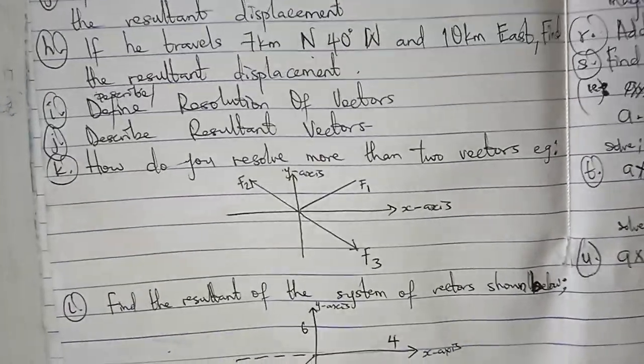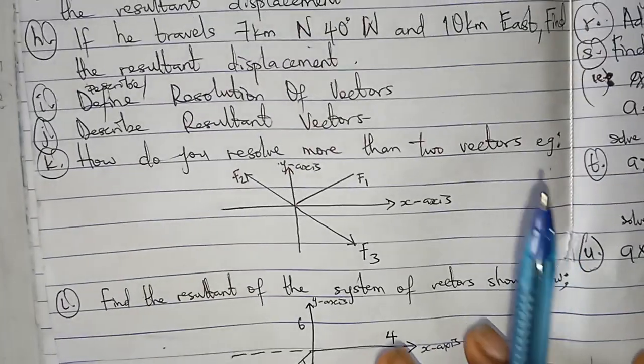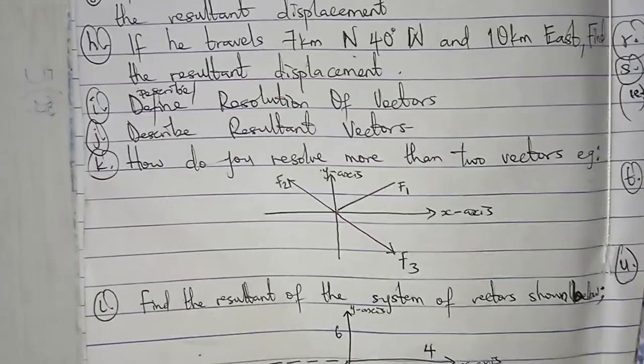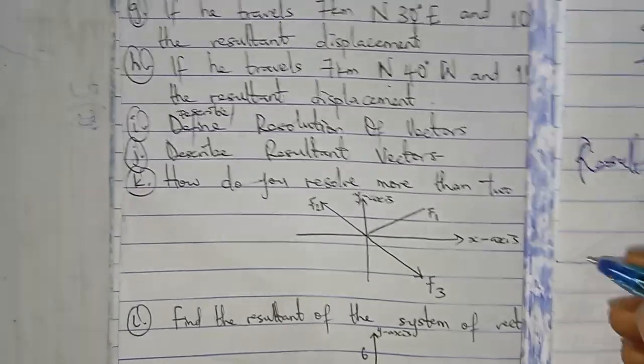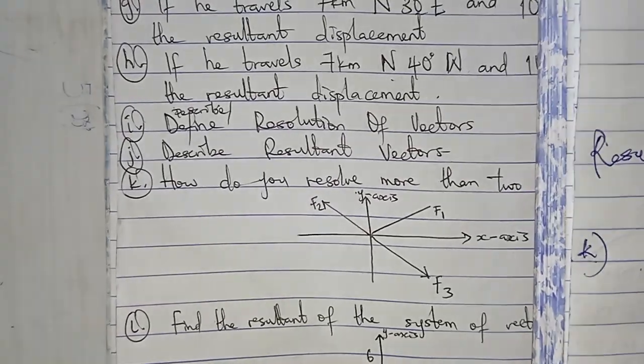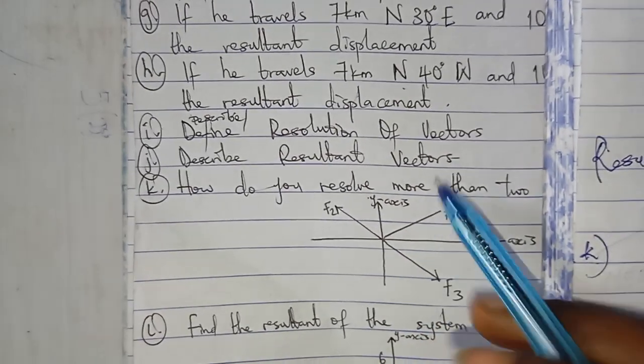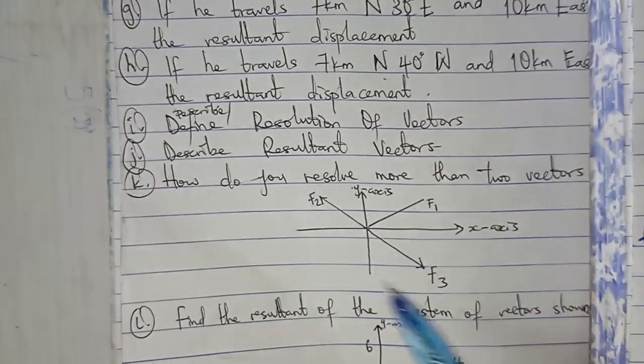Okay, they say question K. How do you resolve more than two vectors? And we have this diagram. So to resolve more than two vectors, let's say this is question K now, and this is the diagram we're given. Once I see this kind of question, they say resolve the coplanar forces.